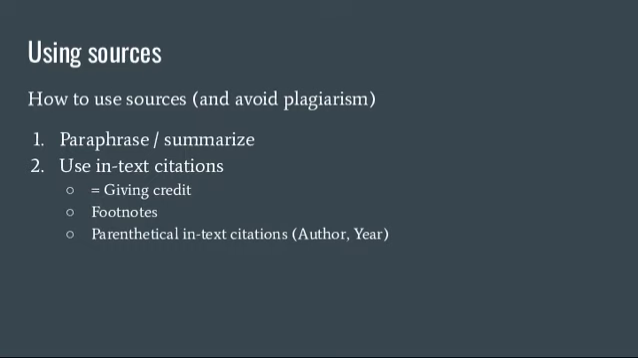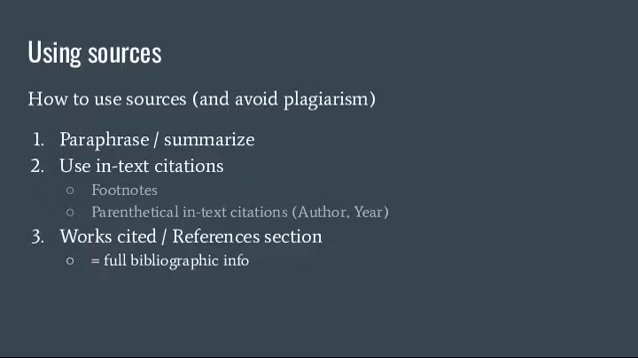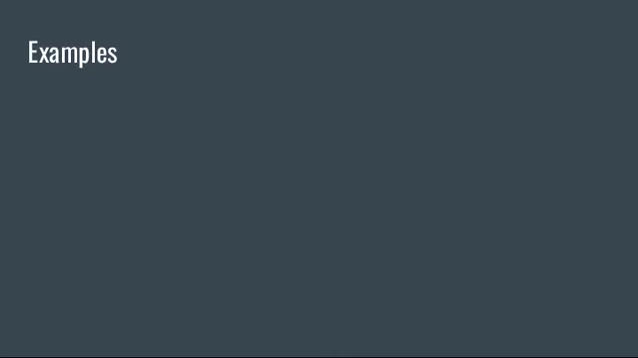That's what we call the works cited section or the references section. More often in humanities papers, you call it works cited. More often in science and social science papers, it's called references. Doesn't matter for now. You have the full bibliographic information about your source, and we'll look at that in a bit. So let's see some examples.